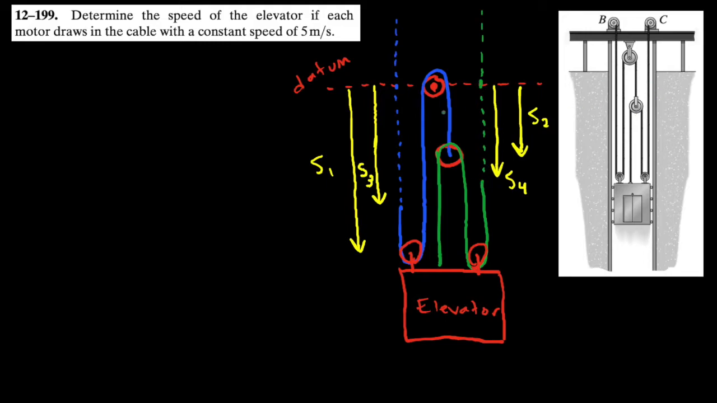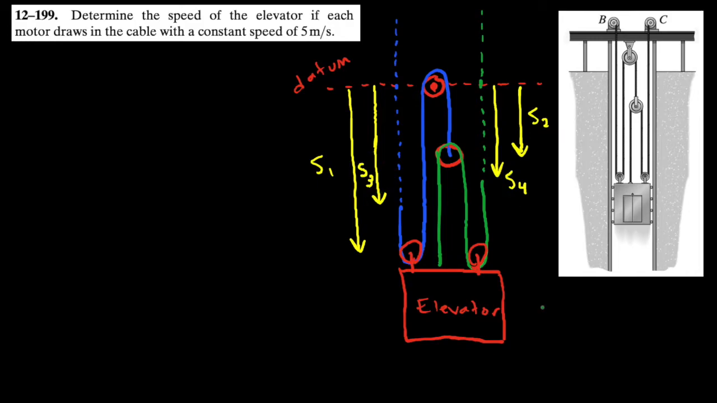So why is this useful? Well, in the problem, it says the motor draws the cable with a constant speed of 5 meters per second. This means that if we take the derivative of the S4 and S3 displacement values, then the derivative of those displacement values simply gives us the velocity. This will be useful because we have known velocities.